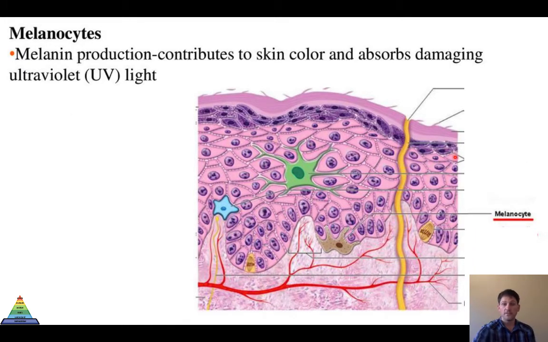The melanocytes, we can see, are down here towards the basal region of our epidermis. They produce melanin, and that gives us our skin color, but it also absorbs ultraviolet radiation from the sun. So it's trying to protect the DNA inside of all of our cells.